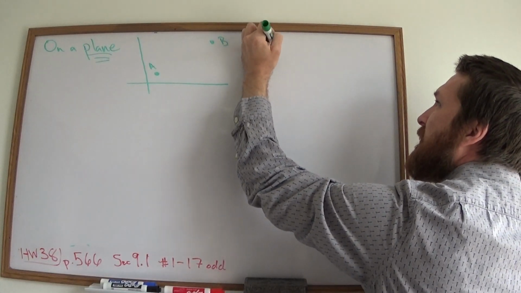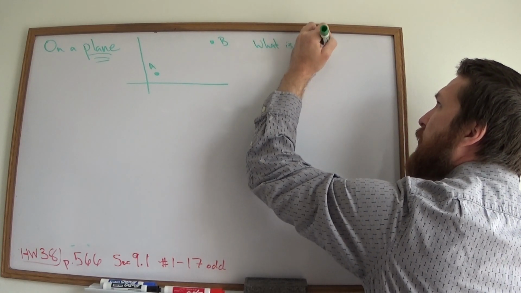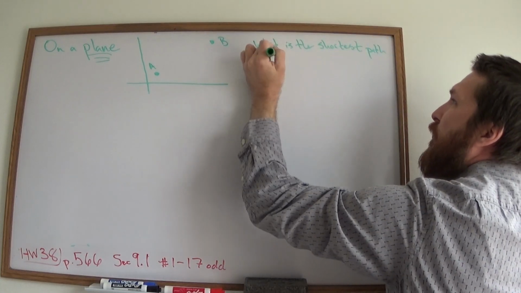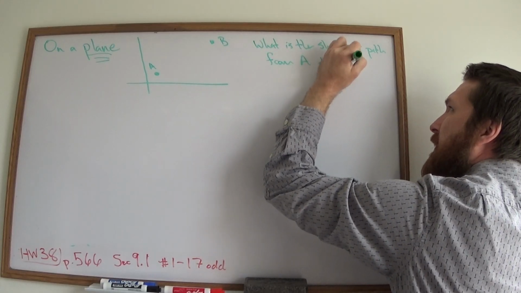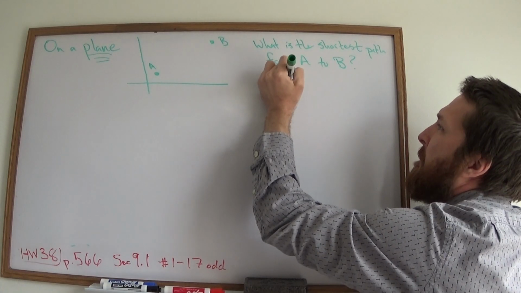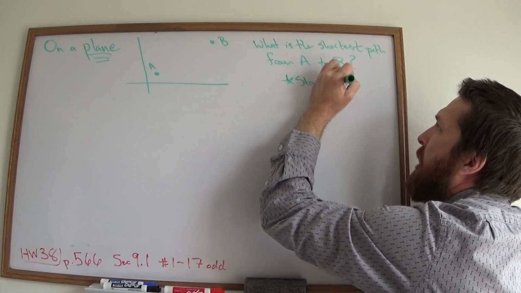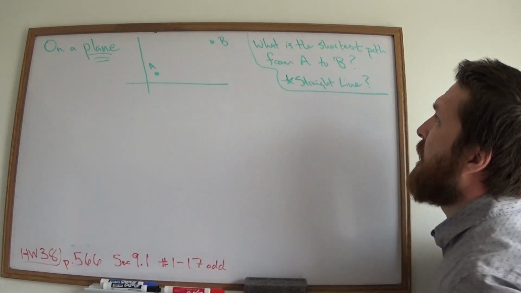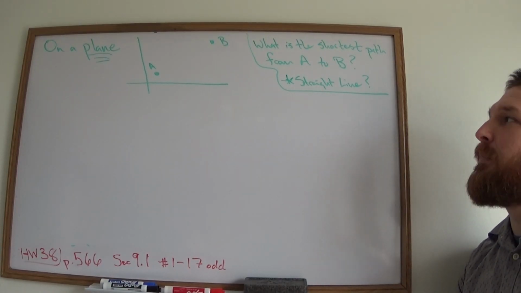Here's my question. What is the shortest path from A to B? Straight line. You say it's a straight line. Isn't it like Socrates or something? Good for him. There we go. Let's prove it.